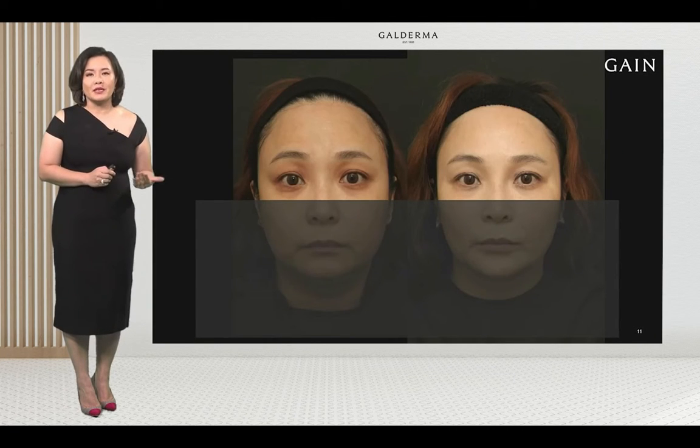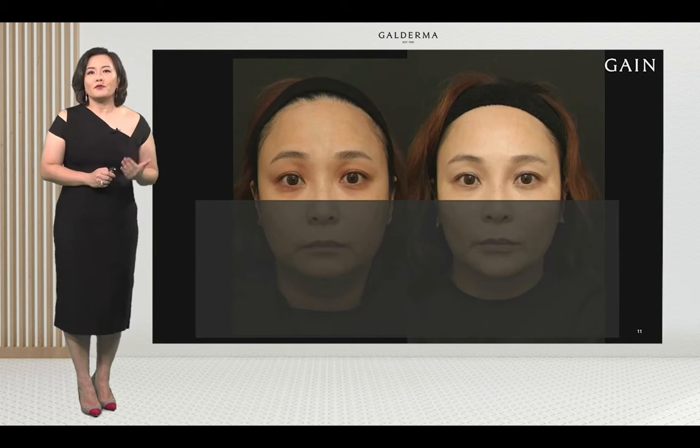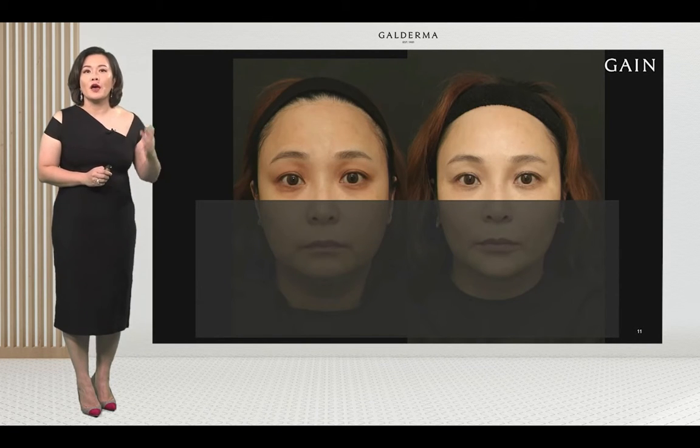Here is her immediate before and after result, and if we zoom in over the eye region, you can see how that injection has really helped to improve her sad looking eyebrows, with the lateral brows a little bit lower than the medial brows, to after the treatment where her eyebrow shape is much better. And of course, the transition from the temple to the forehead is much better as well.